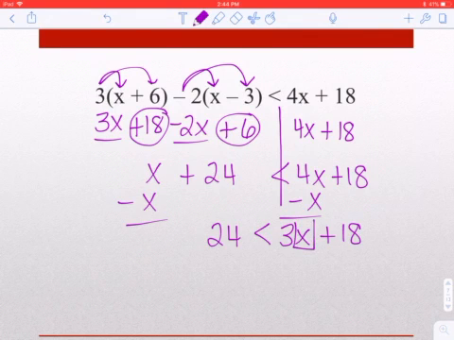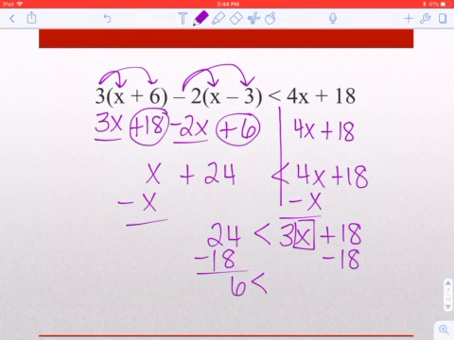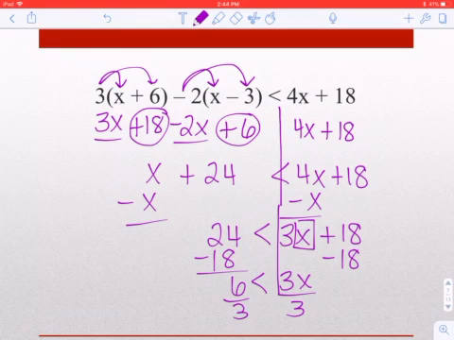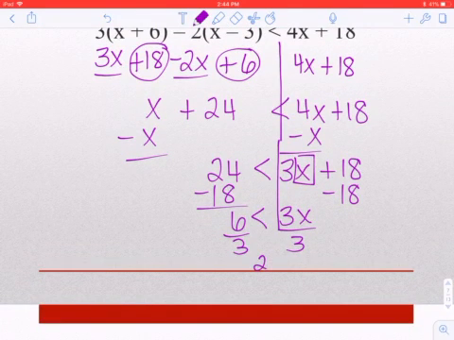We're trying to get x by itself. So your first step is to subtract 18. And we get 6. You can bring down your algebra wall if that helps you. Then you're going to divide by 3. So we get 2. Here's where you have to be careful.